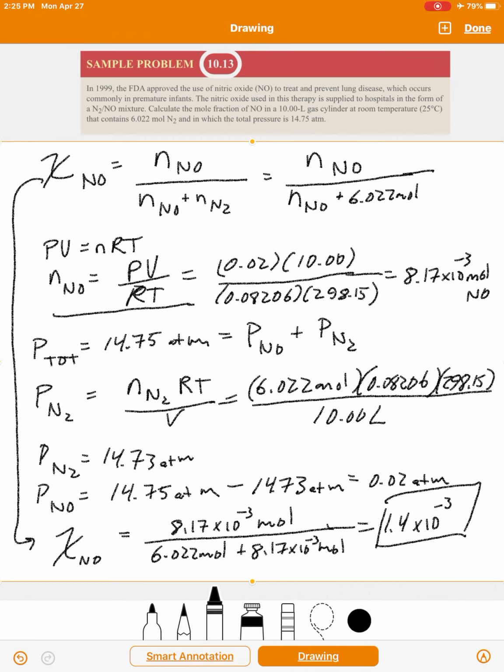What that means is the moles of NO divided by the total number of moles is 0.0014. Remember, if you wanted to convert that to percentage, you would multiply it by 100, and that would give you 0.14. So 0.14% of the total gas is NO. The rest of it, 99.86%, that would be the nitrogen. It's almost all nitrogen.